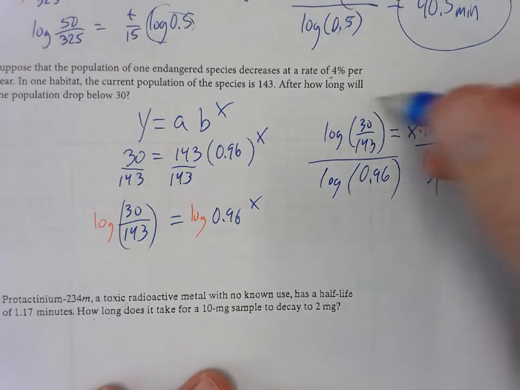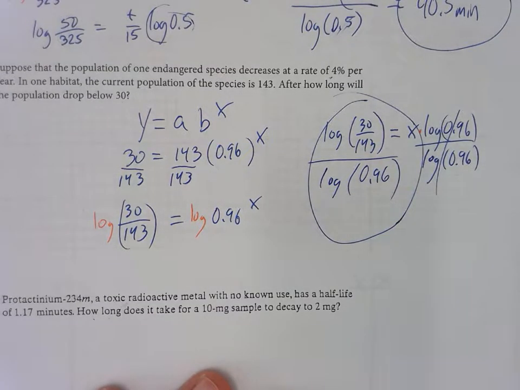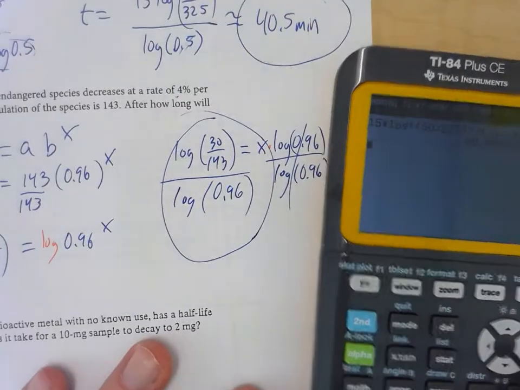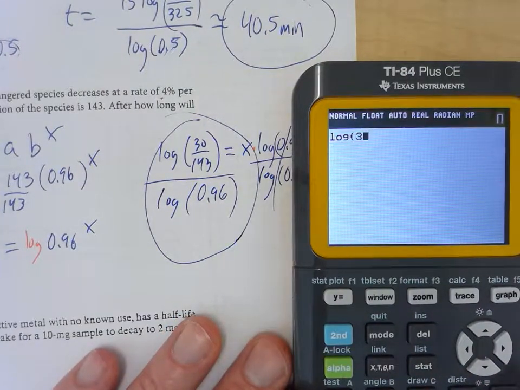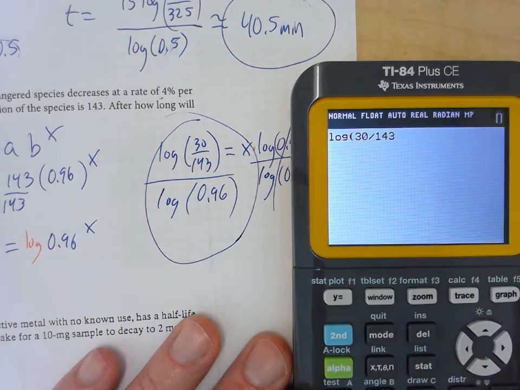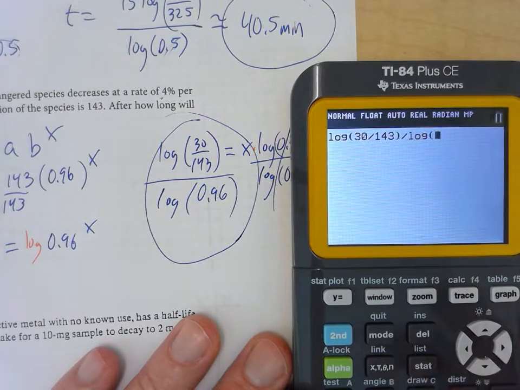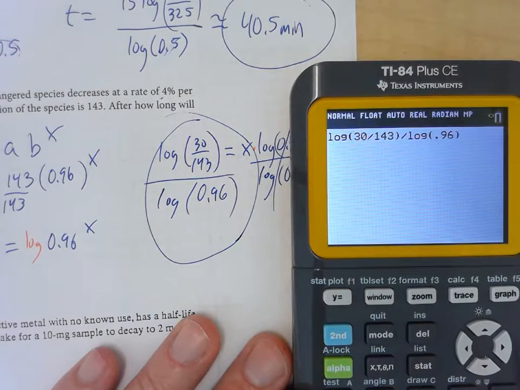That cancels out. That's the answer. Now I'm going to go a second time and type this into the calculator, see if I can do better this time. Log of 30 divided by 143. So see, I didn't put the extra parenthesis there. That'll help. And then divided by log of 0.96, because I'm losing 4%.